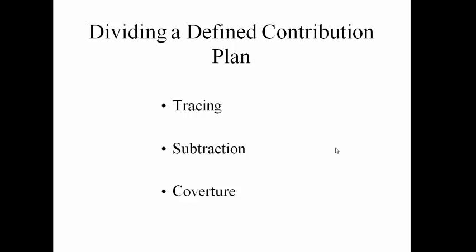Tracing means you actually trace each contribution that was made to the account during the marriage. You not only trace the contribution, you trace the investment experience of those contributions during the marriage. That is a forensic accountant or forensic financial analyst duty, to trace each of those elements so we know exactly what was accrued during the marriage to be split. The second possibility is called subtraction.